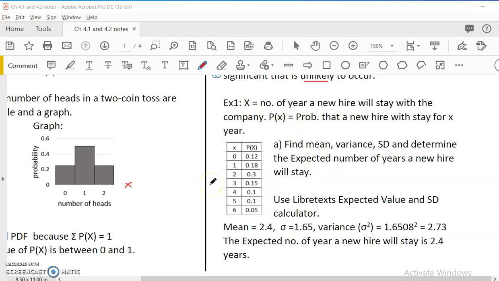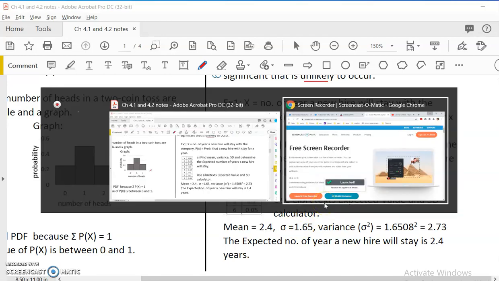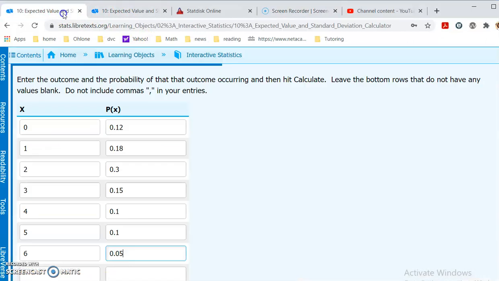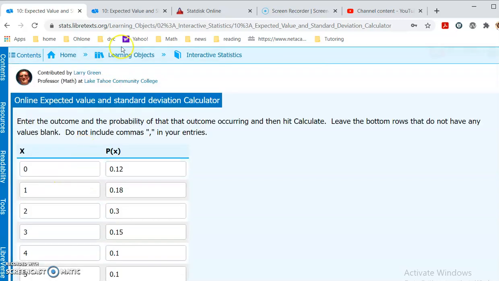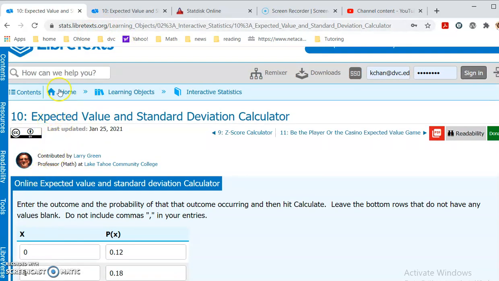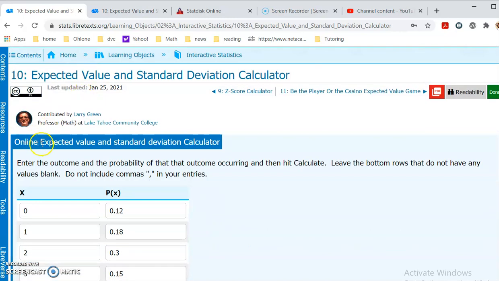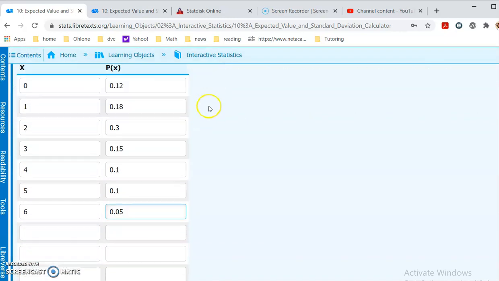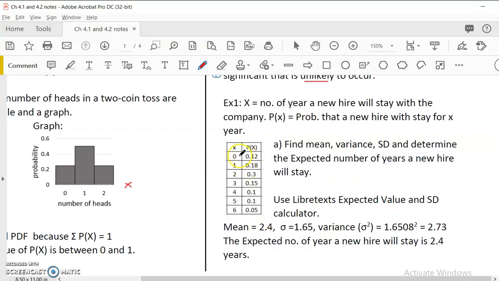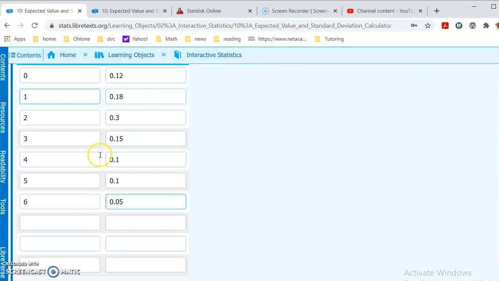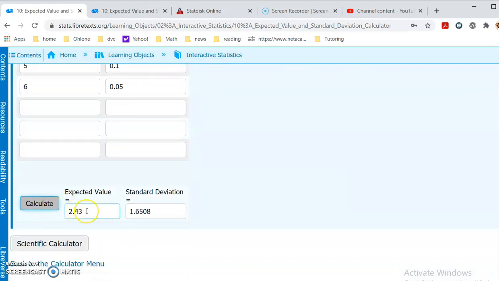So I enter this into the LibreText expected value and SD calculator, with x as 0, 1, 2, 3, 4, 5, 6. So what you do is search LibreText online expected value and standard deviation calculator. The link is also on Canvas under calculator list. You enter the x and the p of x, just copy them over. And then you just hit calculate and it would give you the expected value 2.43 and 1.6508.